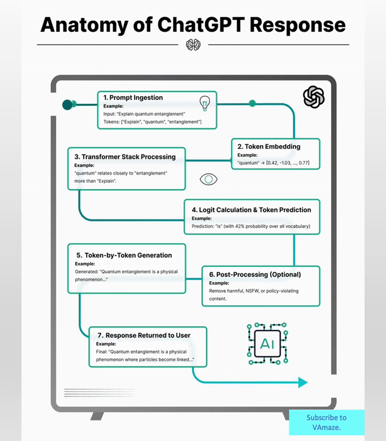Mathematical representation. The token "quantum" might be converted to a vector like 0.42, -1.03, and so on, where each number represents different aspects of the word's meaning, its relationships to other concepts, and its contextual usage patterns. These vectors are the result of extensive training on massive text datasets, where the AI learned to associate similar concepts with similar numerical patterns.